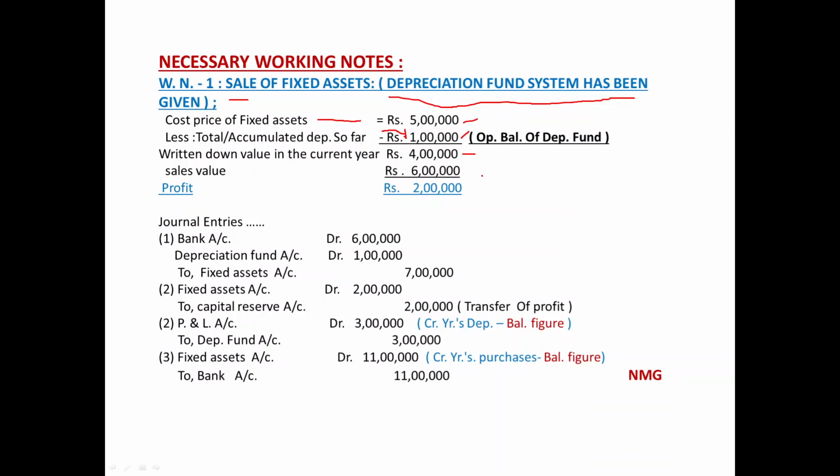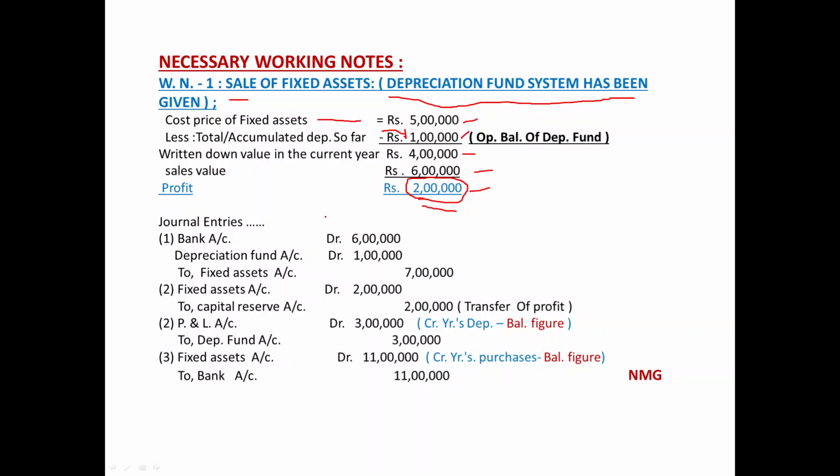And now the selling price given in additional point number 1 is 6 lakh. That gives the profit earned due to sale of this asset, rupees 2 lakh. So in this way you have to decide the profit or loss that took place due to sale of fixed assets in the beginning of the year, 2 lakh rupees. It's a good point. Let us record the journal entry.